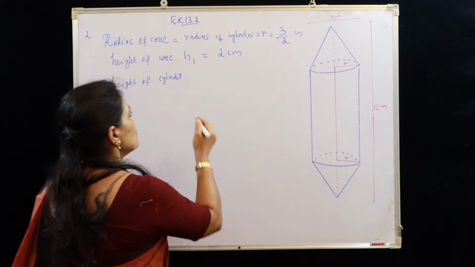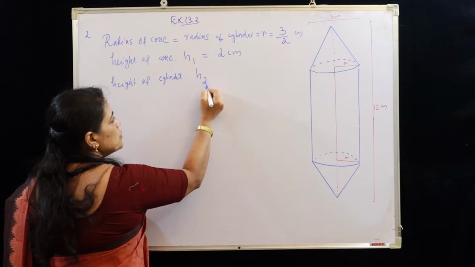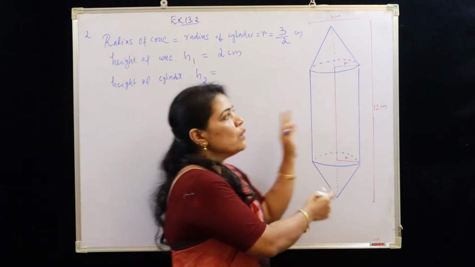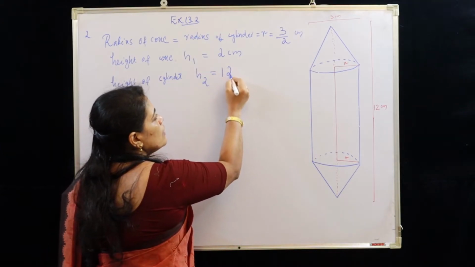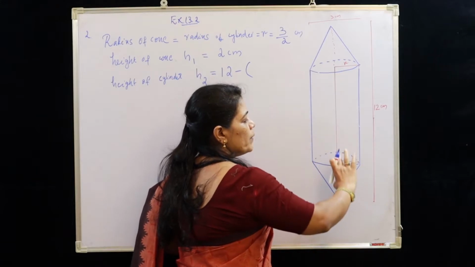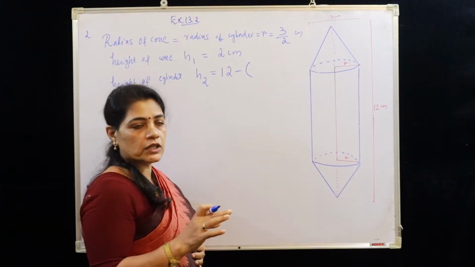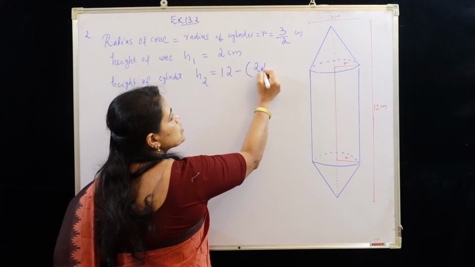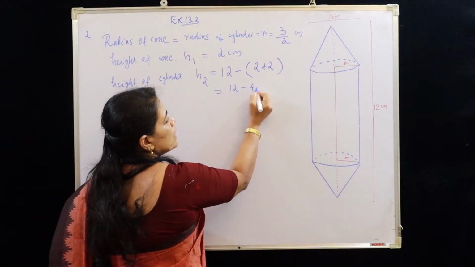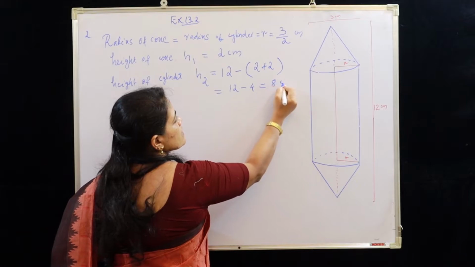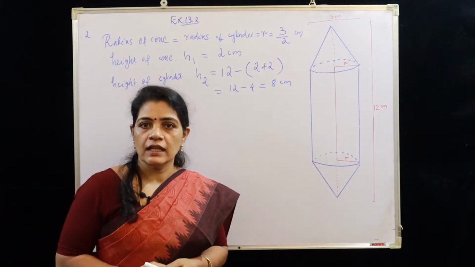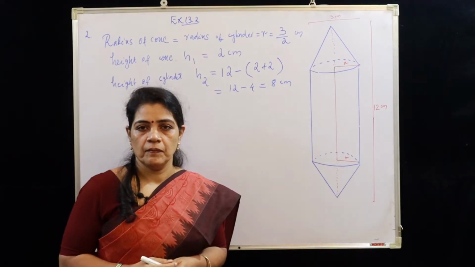That can be represented with h2, and since the total height is 12 centimeter, from 12 you have to subtract the height of each cone, that is 2 from the top and 2 from the bottom. So 2 plus 2, that is 12 minus 4, and that is equal to 8 centimeter. That is, the height of the cylinder is h2, and that is 8 centimeter.